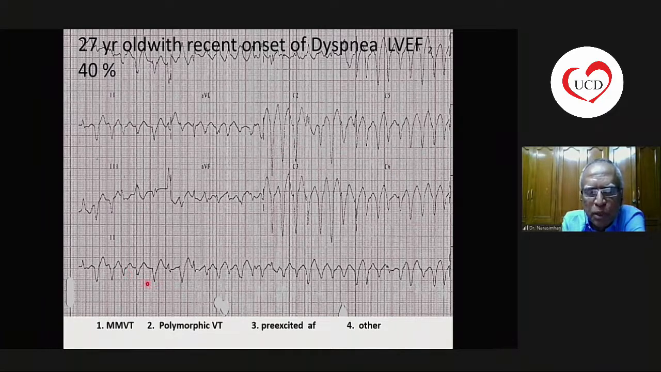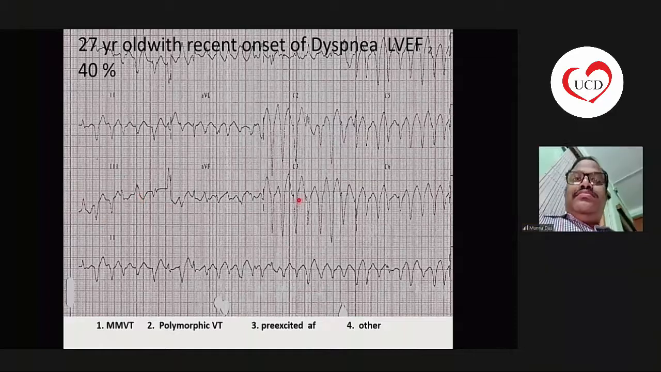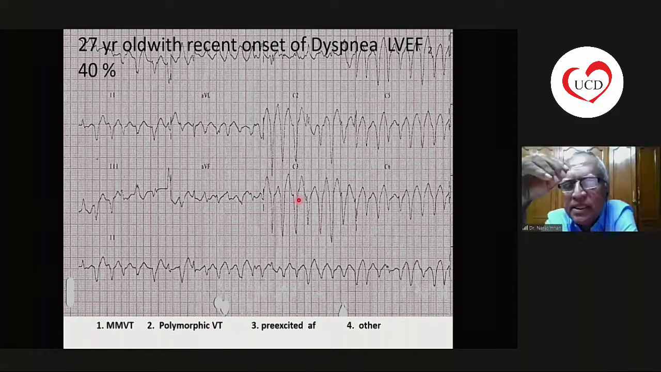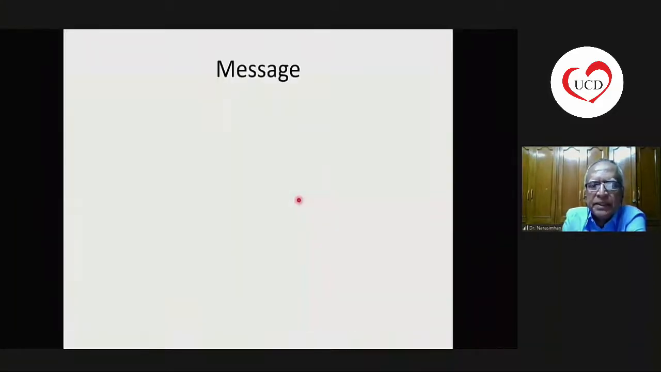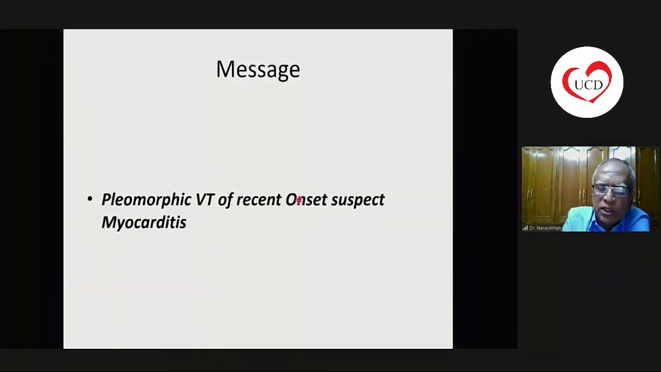This is pleomorphic VT. When you have two distinct morphologies, this is left bundle morphology. This is right bundle morphology. Again, left bundle, right bundle. So it's again not bidirectional VT. There are two distinct morphologies which keep simultaneously running. This is an indication of an active inflammation of the myocardium, and this patient turned out to have a myocarditis. Any kind of myocarditis, including giant cell, can cause this kind of a problem. So pleomorphic VT of recent onset, please suspect underlying myocarditis, because that's what is our finding.